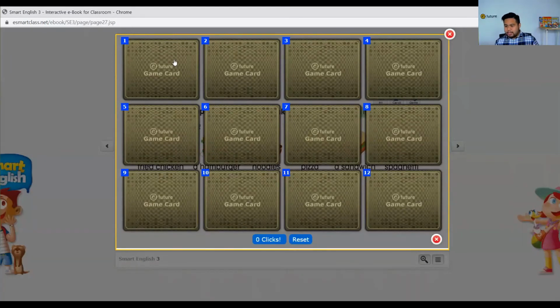There are word cards and there are pictures, and we need to match them. Can I get any volunteers? So Andrea Martinez, get ready. Pick two numbers for me.